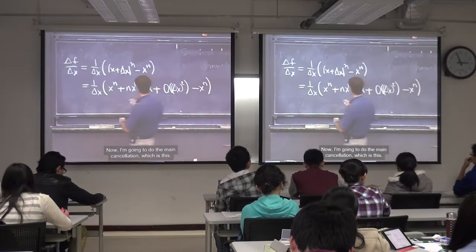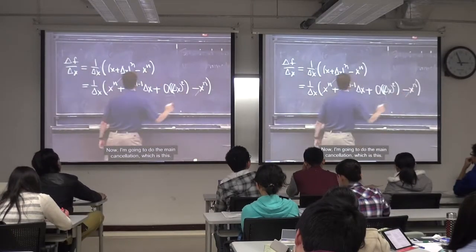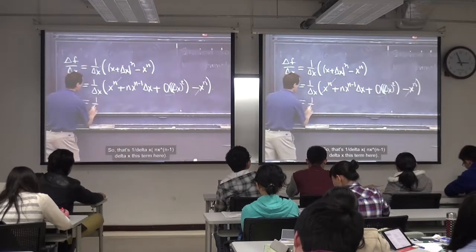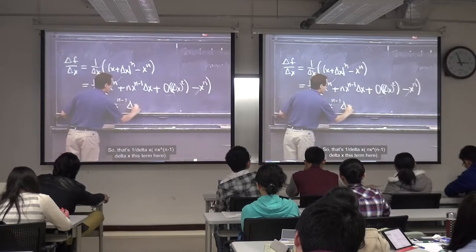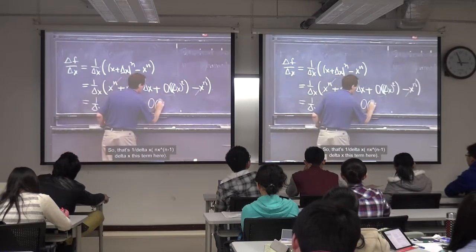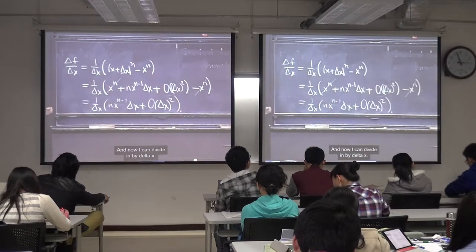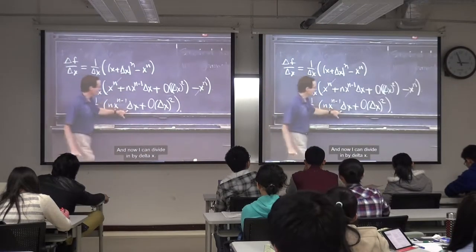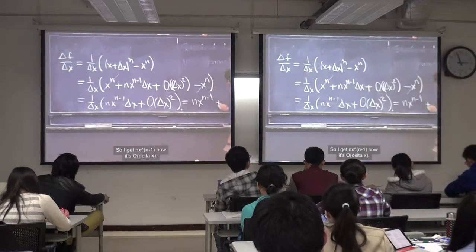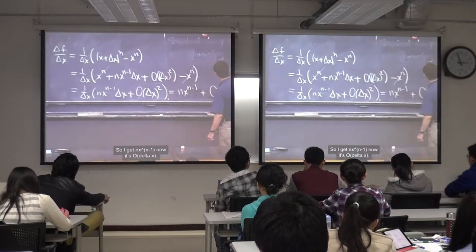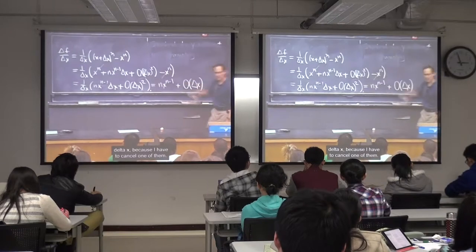Now, I'm going to do the main cancellation, which is this. All right? So that's 1 over delta x times n, x to the n minus 1 delta x, plus this term here. And now I can divide in by delta x. So I get n x to the n minus 1 plus, now it's O of delta x. There's at least one factor of delta x, not two factors of delta x, because I have to cancel one of them.